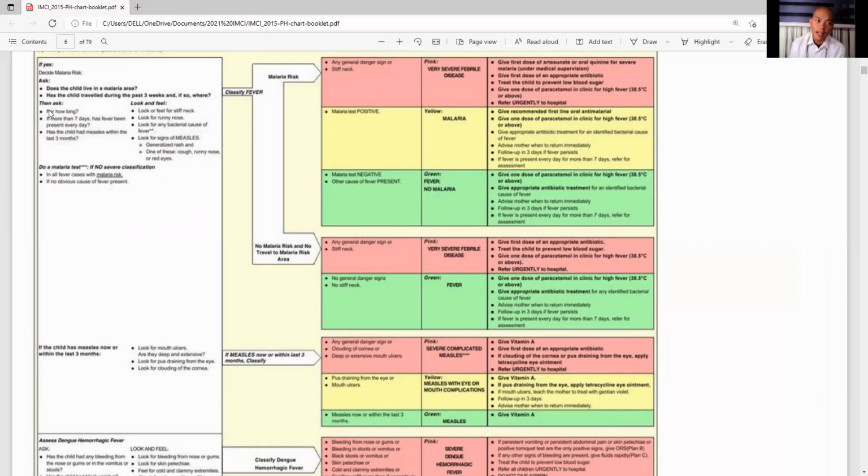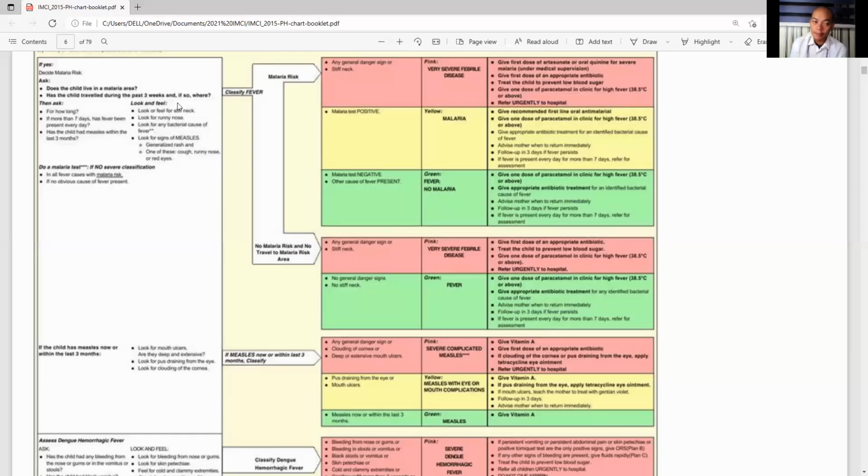Okay, then ask, how long have you been in that place? If for more than 7 days, has the fever been present every day for 7 days? Has the child had measles within the last 3 months? Okay, so ito yung mga questions natin that will be used later in our classification.